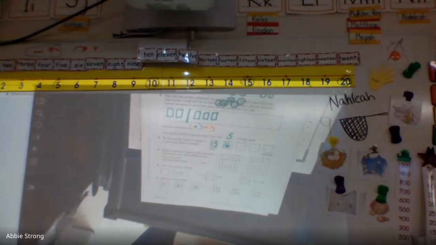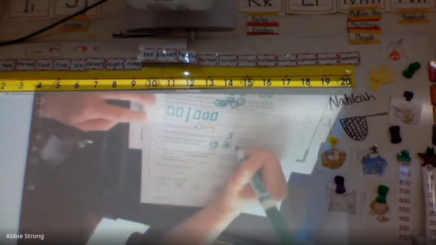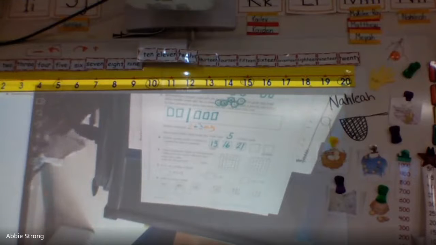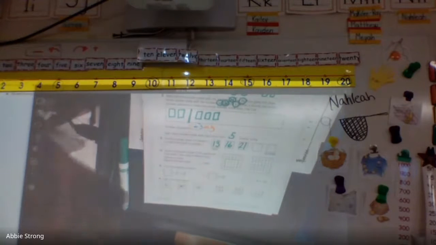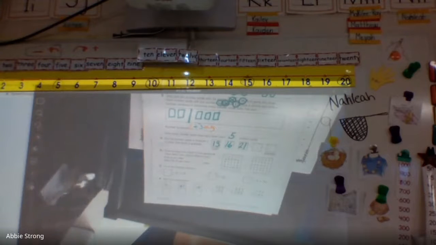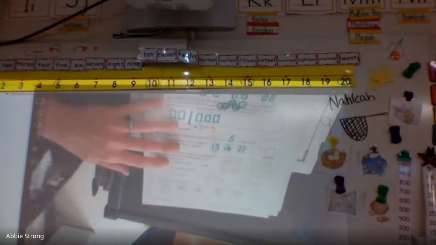Leah. 25. 21. Yes, 21. Because Alea, 5 is bigger than 1. 5 cookies is more than 1 cookie. So we can't have 5 come first and then the 1. We have to start with 1, like 1, 2, 3, 4, 5. 1 is how we start counting. Cross off 21 in your story problem.